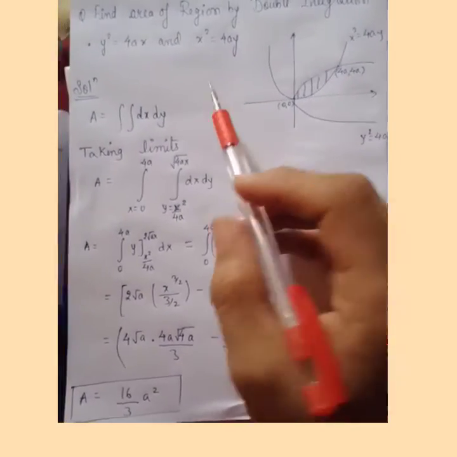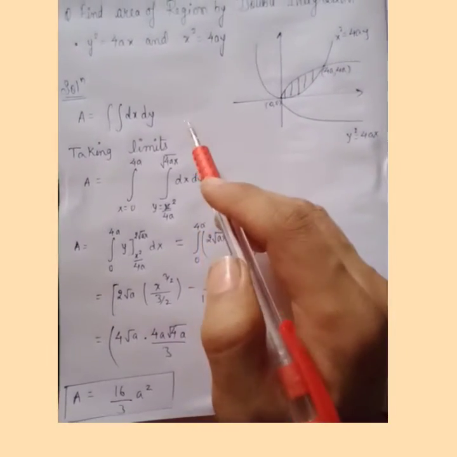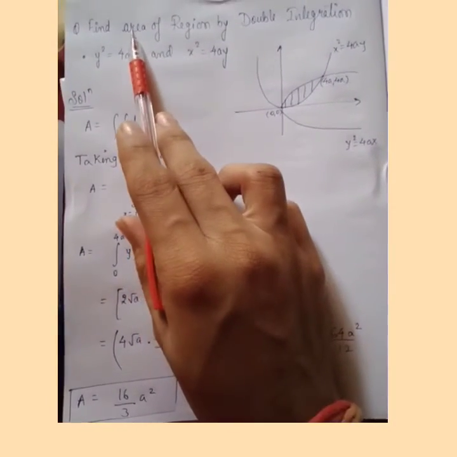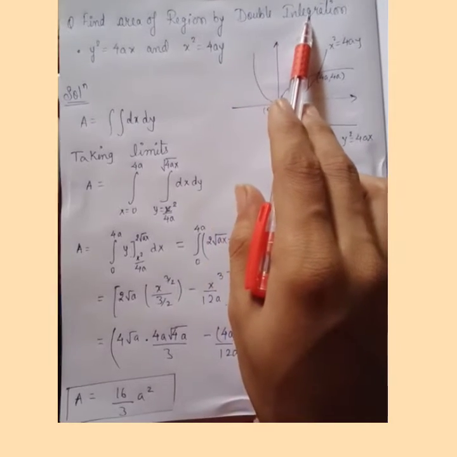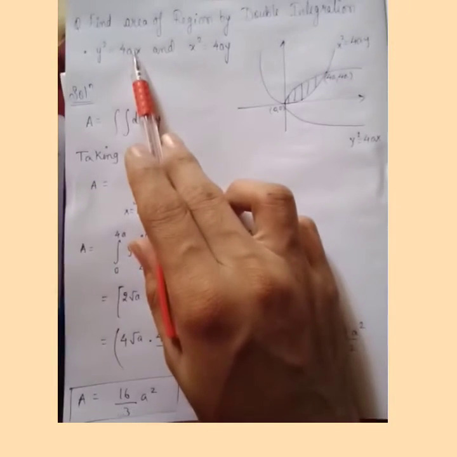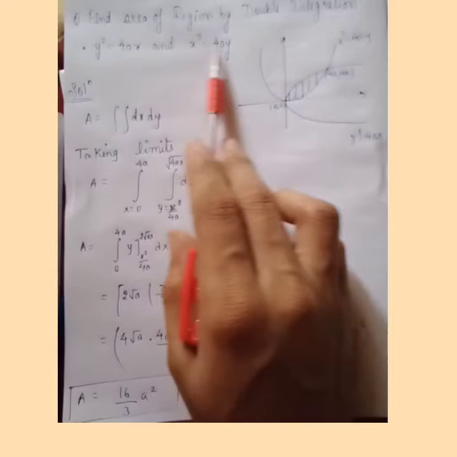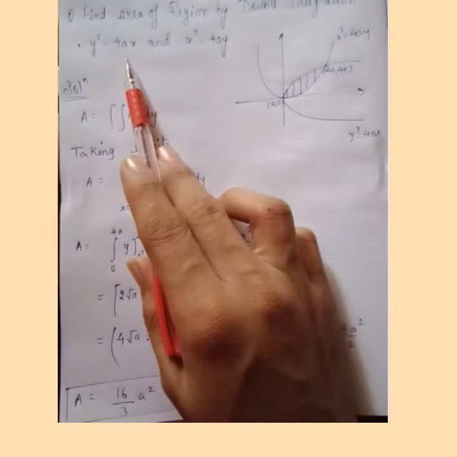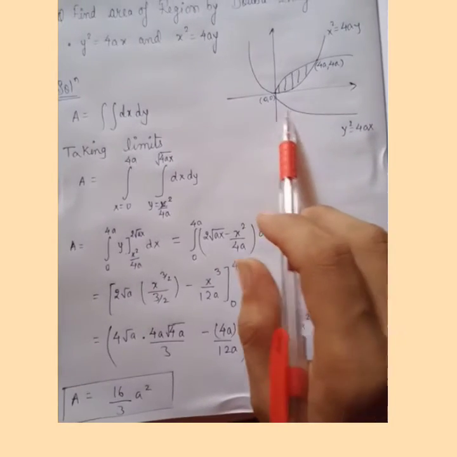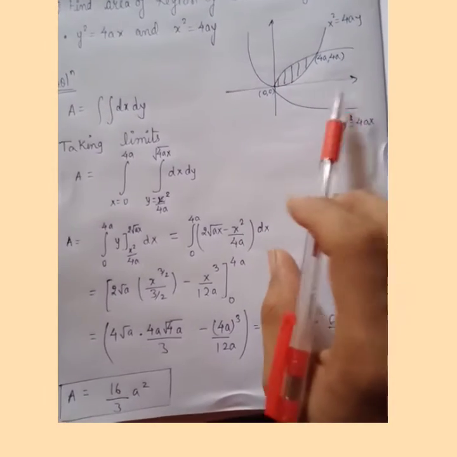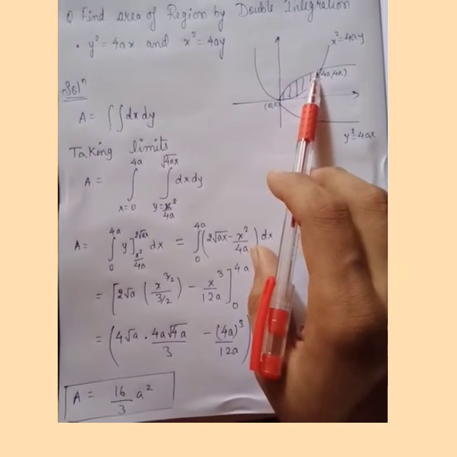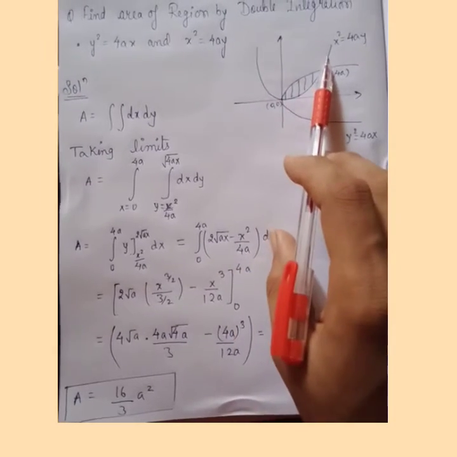Hello everyone. Today we are going to discuss a question upon double integration, and in that the question says find the area of the region by double integration of the curve, or you can say between these two parabolas. So we know the parabola y square is equals to 4ax will be symmetric about the x-axis, while the other parabola x square is equals to 4ay will be symmetric about the y-axis.